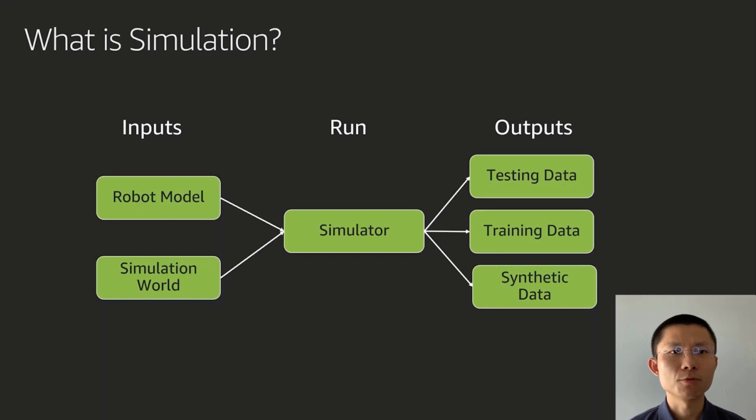Then, depending on the type of use case you're using simulations for, if you are doing testing, the simulator will output testing data. You can then analyze, debug, and troubleshoot. If you're doing machine learning model training, then the simulator will output training data. This data will then get fed into your machine learning model for training. And if you're doing synthetic data generation, then you will generate pre-labeled synthetic image data out of the simulation, and then you can use this data to train your computer vision algorithms, for example.